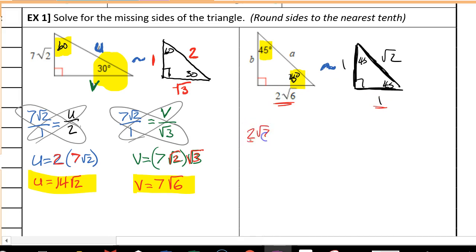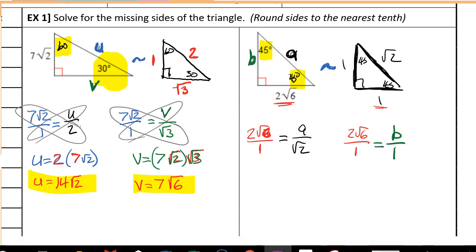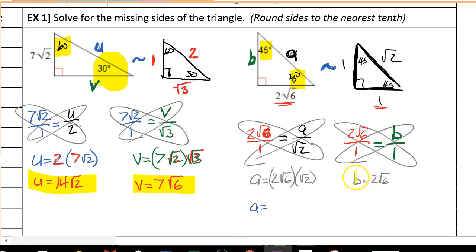So I can go 2 root 6 over 1. Those are proportional. I can set that equal to, let's solve for a first here, a over the square root of 2. Very similarly, we can do 2 root 6 over 1. And let's solve for b now. That is b over 1. Hey, we can go ahead and cross multiply here, just like we did before, and solve. B is equal to 2 root 6 just from simple cross multiplication.